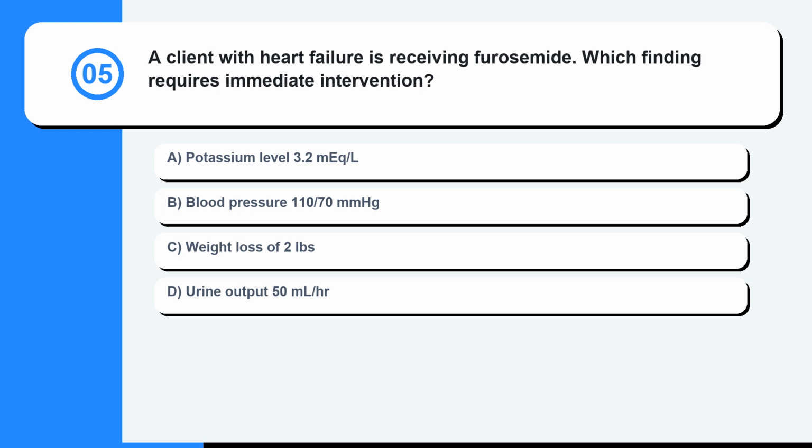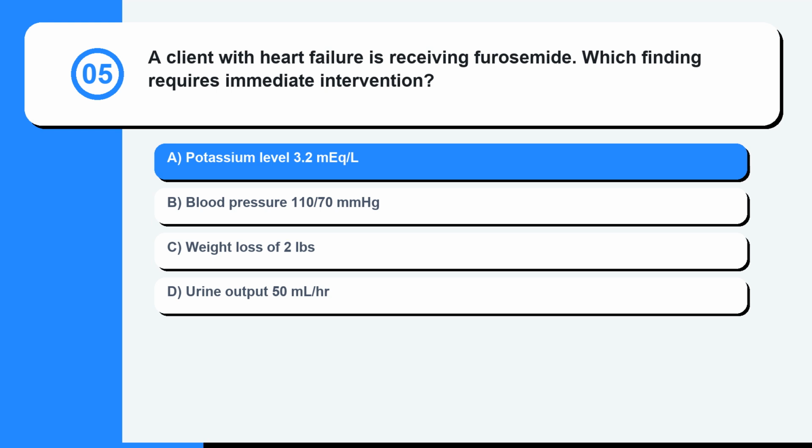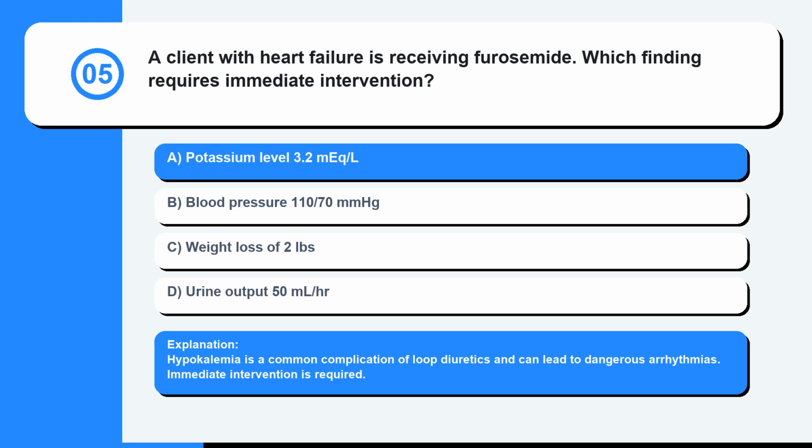Question 5. A client with heart failure is receiving furosemide. Which finding requires immediate intervention? A. Potassium level 3.2 milliequivalent/L. B. Blood pressure 110/70 mmHg. C. Weight loss of 2 pounds. Or D. Urine output 50 ml/hr. The correct answer is A. Potassium level 3.2 milliequivalent/L. Hypokalemia is a common complication of loop diuretics and can lead to dangerous arrhythmias. Immediate intervention is required.